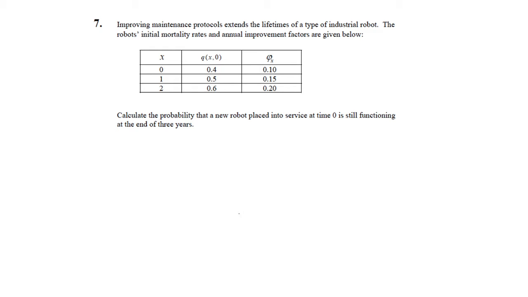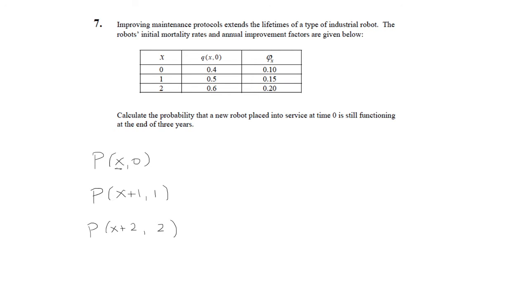We're given the robot's initial mortality rates and annual improvement factors. We want to calculate the probability that the robot placed into service at time 0 is still functioning at the end of 3 years. Okay, so the robot starts at age x, and it has to survive 3 years. So it has to survive x plus 1 and x plus 2 as well.